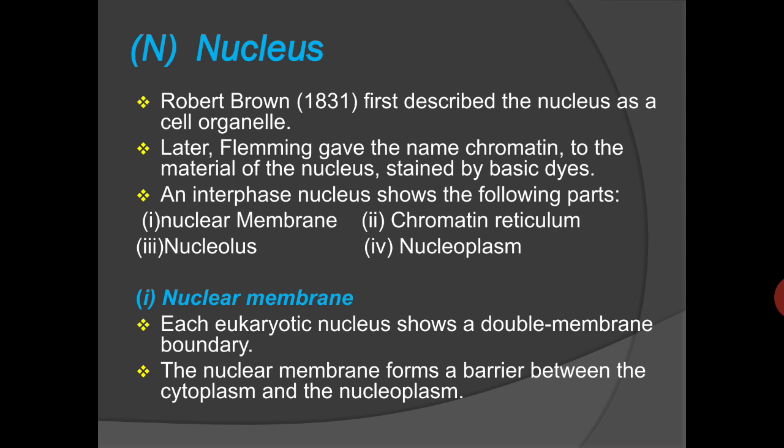Nucleus is also present, usually centrally. Robert Brown discovered and described the nucleus as a cellular organelle. Later, Fleming gave the name chromatin to the material present in the nucleus and stained by basic dyes. The interphase nucleus includes the following parts: nuclear membrane, chromatin reticulum, nucleolus and nucleoplasm. The nuclear membrane in each eukaryotic nucleus shows a double membrane boundary, and it forms a barrier between the cytoplasm and the nucleoplasm.